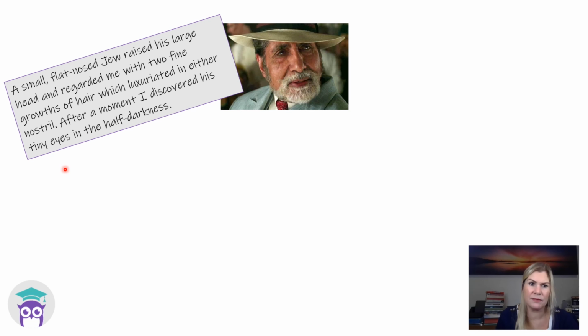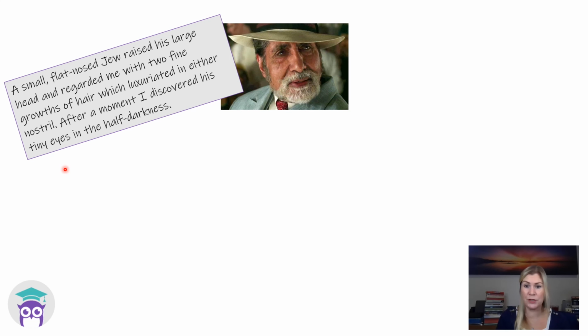After a moment I discovered his tiny eyes in the half darkness. Fitzgerald is trying to draw attention to the fact that this is a suspicious character with possible dodgy dealings, but unfortunately he's drawing upon, like I said, stereotypes that just aren't acceptable. The only good news in this is that later on in life, it does seem that Fitzgerald had a little bit of personal growth and had learnt from his ways and stopped portraying Jewish people in this way. But for now, unfortunately, it is uncomfortable reading.